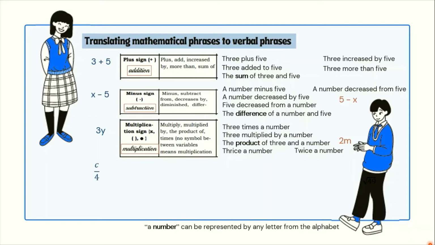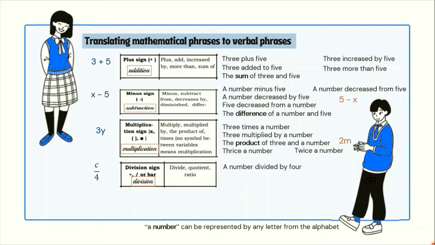Next example, we have C over 4. Meron tayong bar and 4. Na-mention natin kanina na pag nakita natin yung bar, aside from the division sign, it automatically implies division. And these are some of the words that we can use to translate it into a verbal phrase. It can be read as a number, which in this case is C, divided by 4. Pwede rin naman na the quotient of a number and 4 because quotient is the result of the process division.